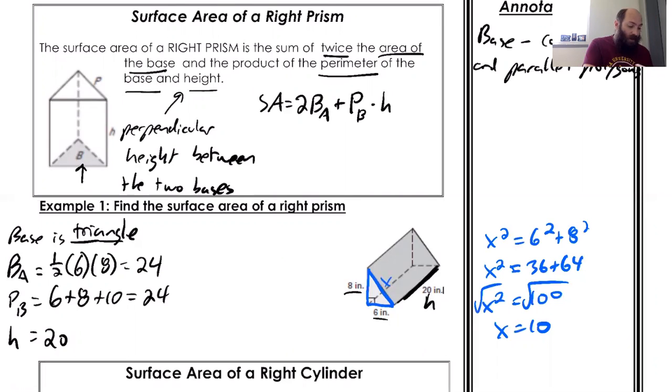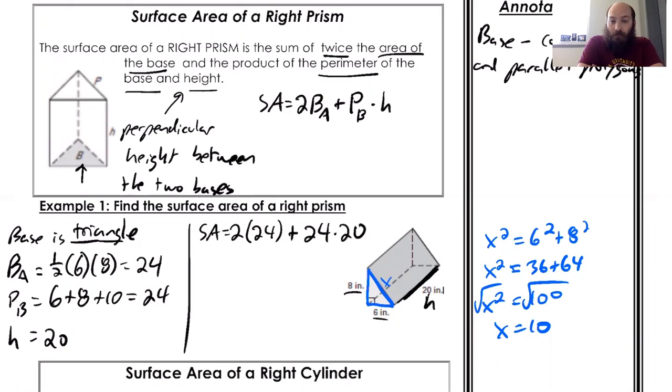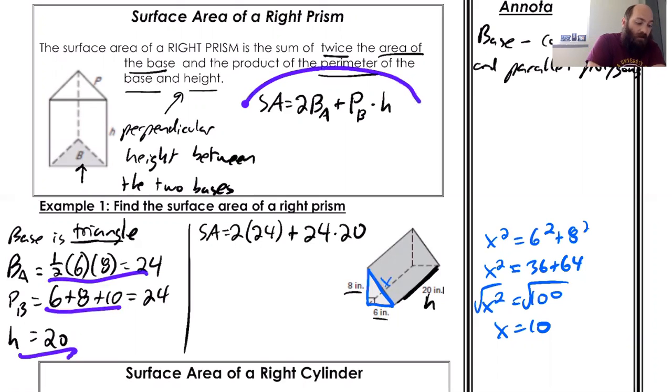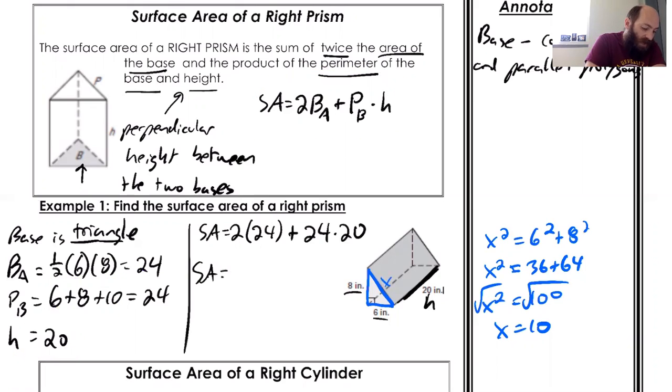All right. So that means I have all the numbers I need. Surface area is going to be 2 times the 24, so that's the area of the base, plus the perimeter of the base, 24, times the height of 20. Once I found each of these individually, I think it's really easy to do that first, then start plugging stuff into your formula. So now I just need to multiply through and simplify.